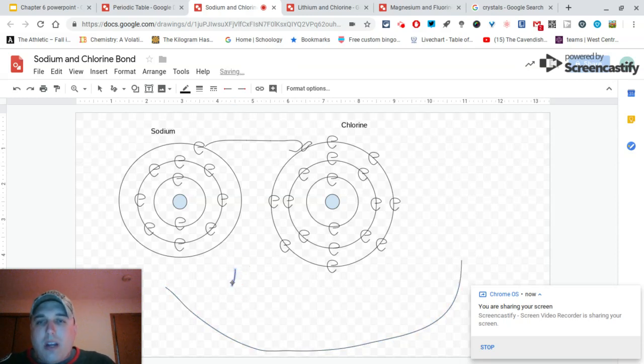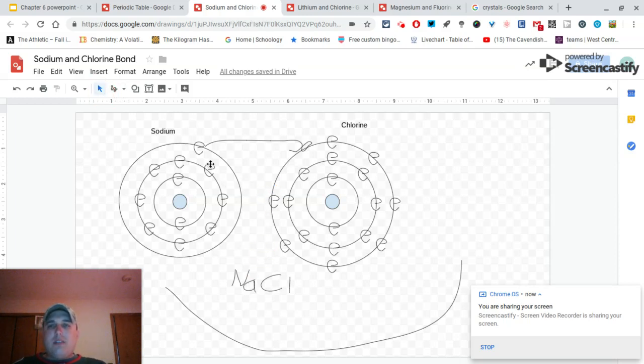They have formed the bond sodium chloride, NaCl. So it's formed NaCl, sodium chloride.